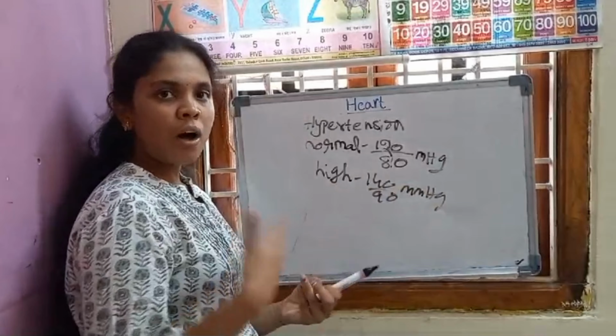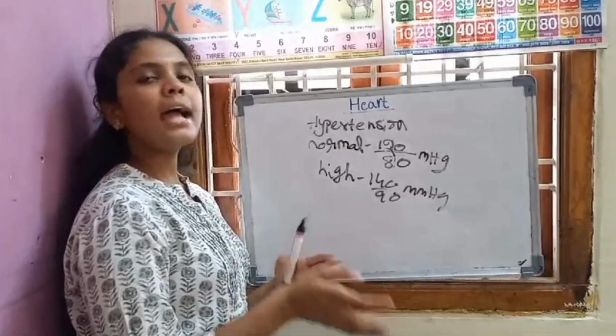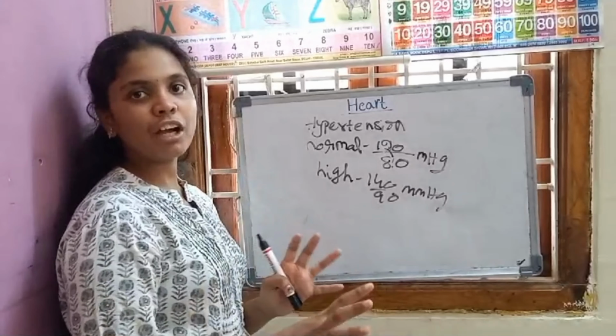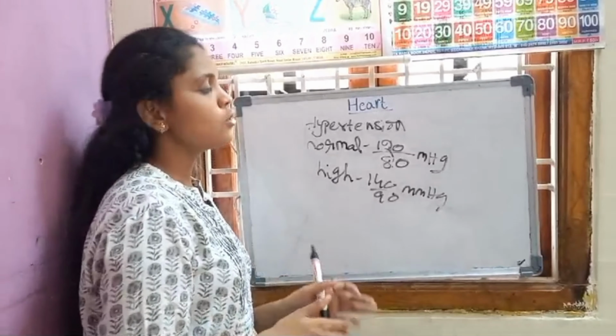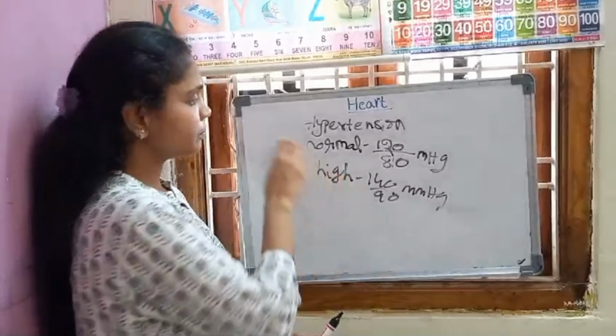Whereas repeatedly, if you have values of 140 by 90 mmHg, then we consider it hypertension. What causes hypertension is the stress you take, and due to hypertension many malfunctions take place in your body. So we always try to maintain a normal BP.